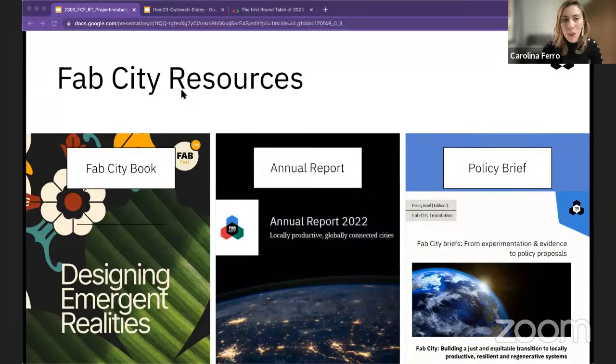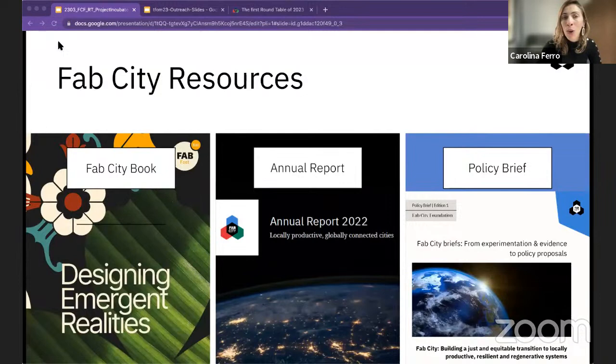So we had the Fab City book. The previous book was from 2018, and then we launched in Bali the new book, the Fab City book, Designing Emergent Realities. They're all online and free for download. We're going to share here in the chat. I think Frida already shared the links so you can download and check all these resources.